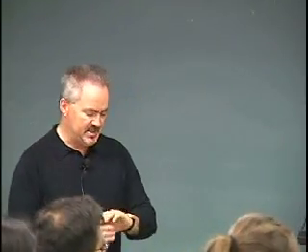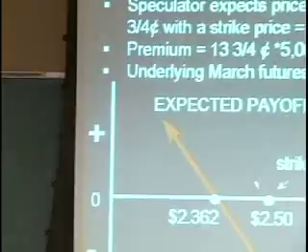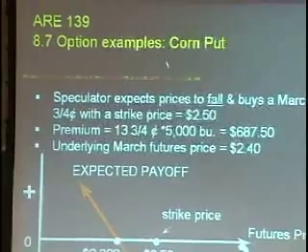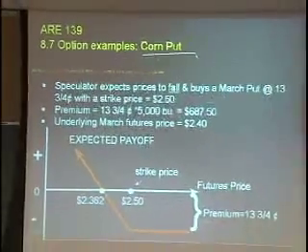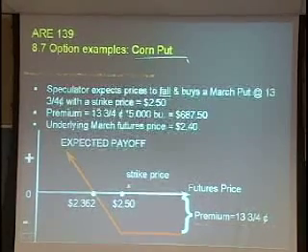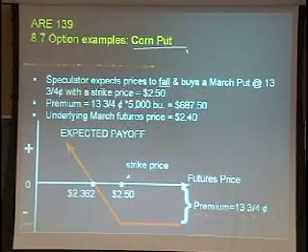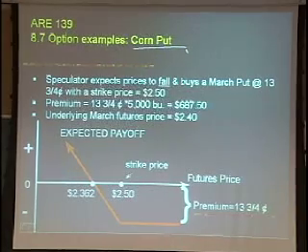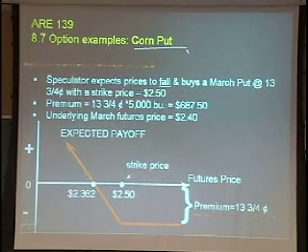Okay, so let's start putting some numbers on some of these examples. This is what we'll be doing when I ask you to draw the payoff charts. And here's a very simple example. So let's go to the corn pit, okay? And we've got a corn put, which is the option to go short. And the reason you would buy such an option is if you expected prices to fall, right? If you expect prices to rise, you buy a call. So you expect prices to fall.